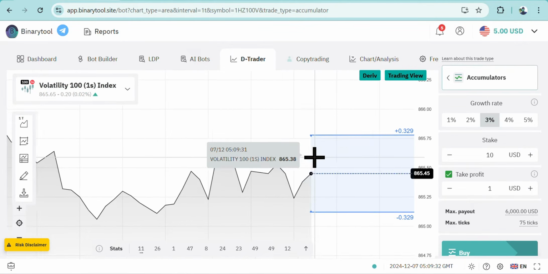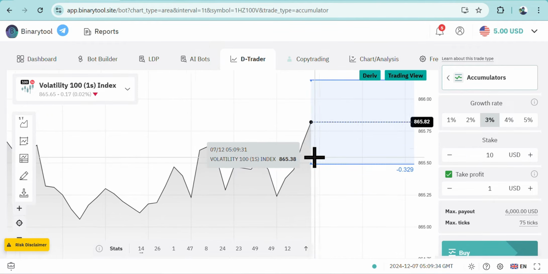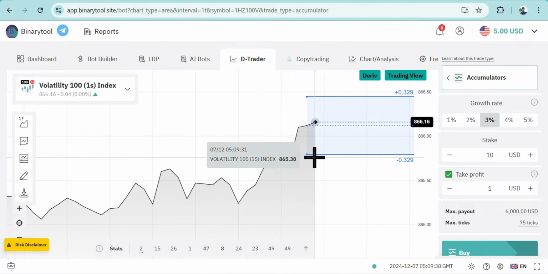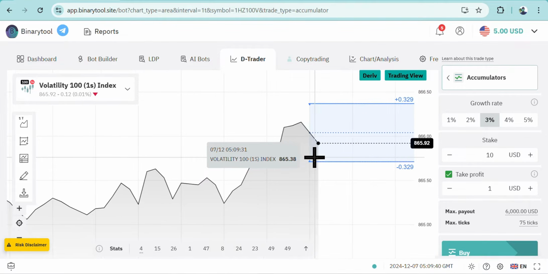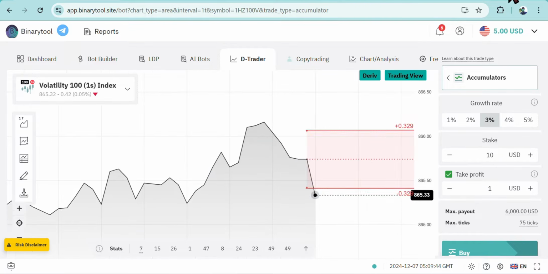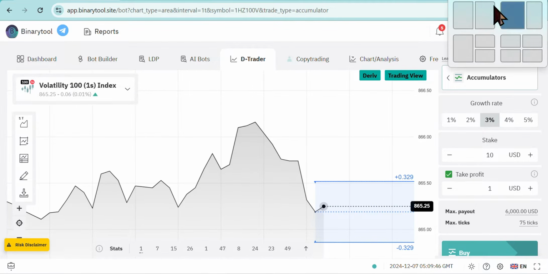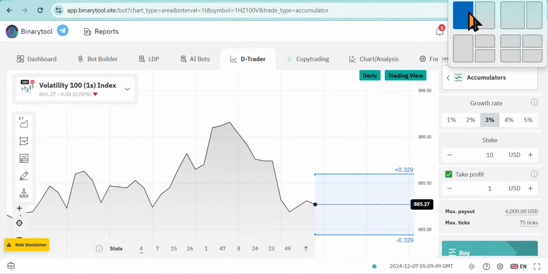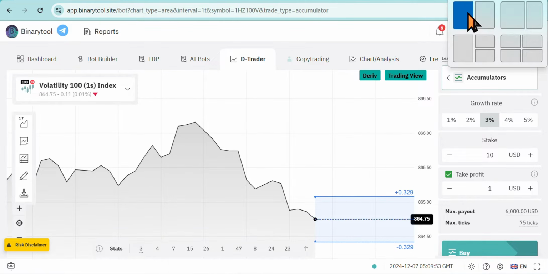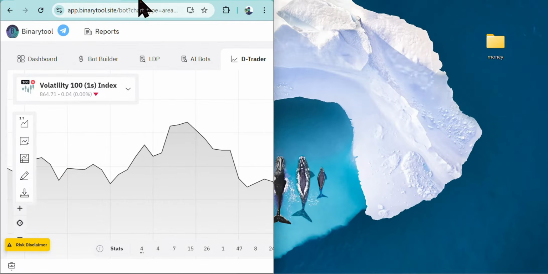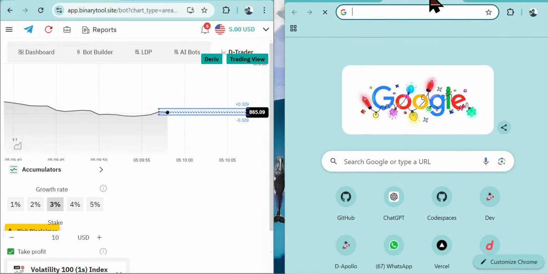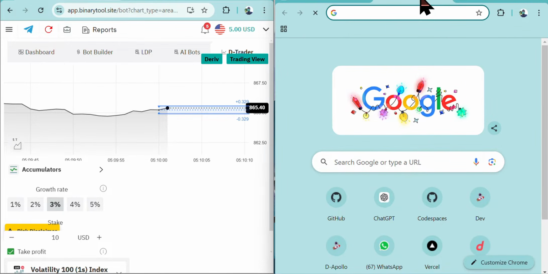Accumulators is a very simple kind of market that you can trade, but it's also a risky kind of trade. I always advise you to split your screen in two. You can split your screen in two if you have two devices, but if you only have one device, then it's going to be a problem. It's good if you use a laptop.